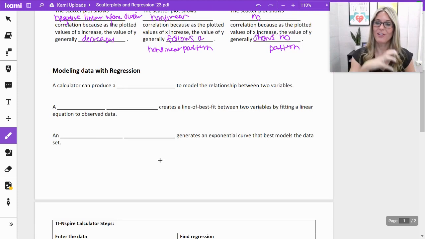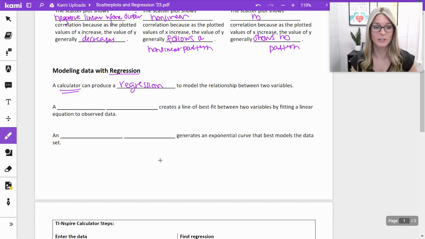So we are going to model this data, these correlations that we see in our scatter plots, with regression. A calculator, we're going to be using your Inspire calculator quite heavily for this, can produce what's called a regression to model the relationship between the two variables. A regression is going to be a function, or what you may call an equation, to help represent that data. And then we can use it to make predictions. So we're going to plug our data into the calculator, ask it to calculate what's called a regression to help us track our data.